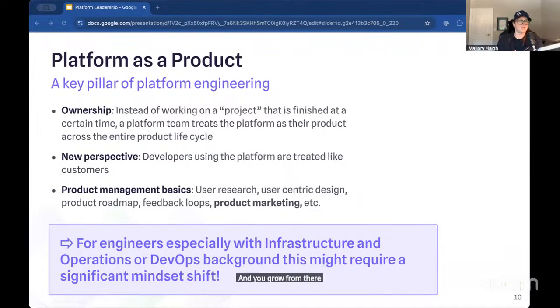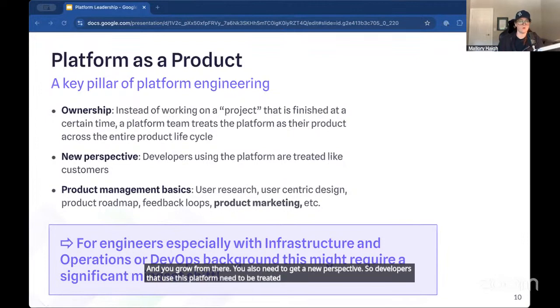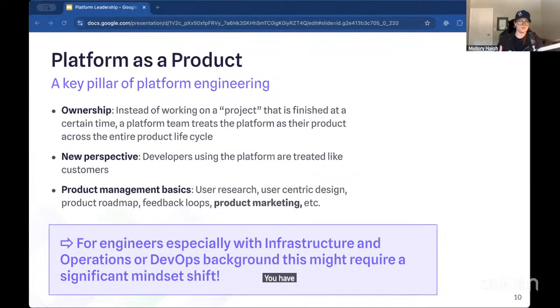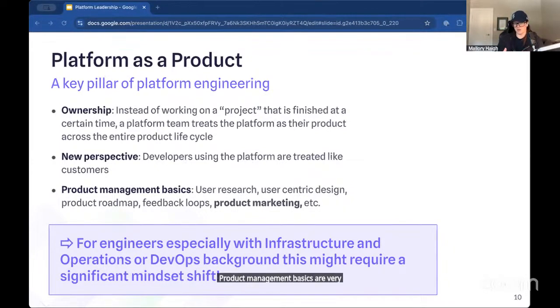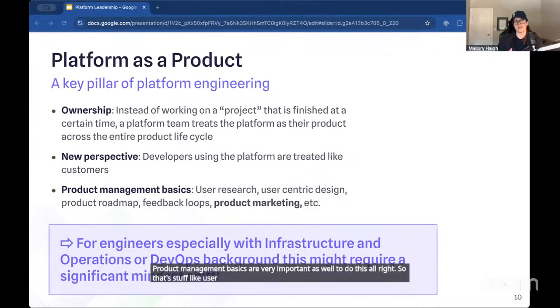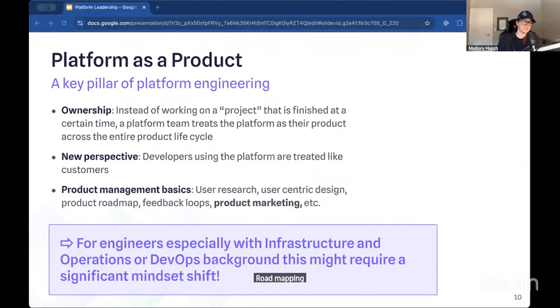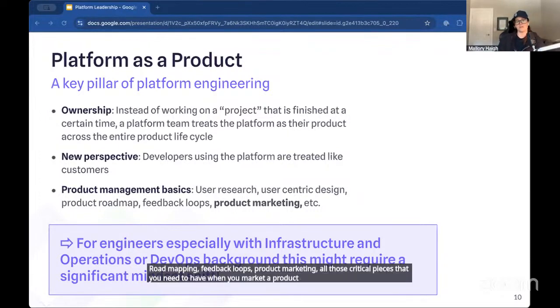You also need to get a new perspective. So developers that use this platform need to be treated like customers, and that's very important. You have to treat them like the folks that pay the bills. Make sure you understand their needs and you're building something they actually want, not just something you, or frankly, they think they want. And there is a difference there on how you do that. Product management basics are very important as well to do this all right. So that's stuff like user research, user-centric design, road mapping, feedback loops, product marketing, all those critical pieces that you need to have when you market and sell a product in order to be successful.